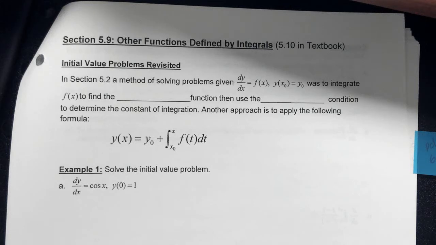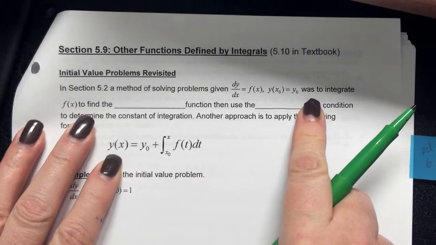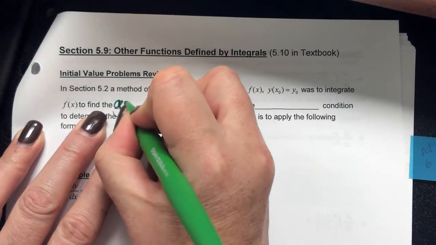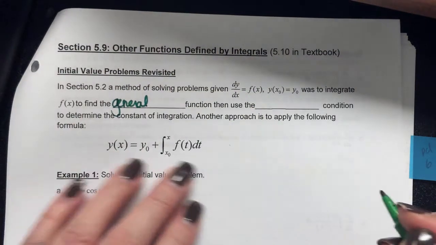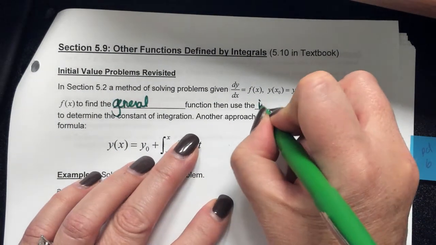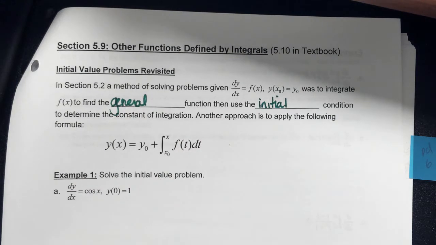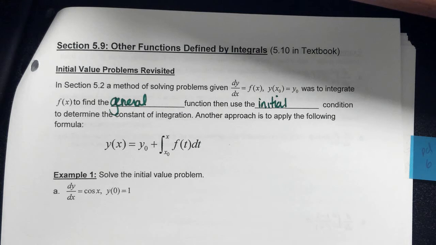Okay, so for example, what we were doing earlier in the chapter was we were integrating f of x to find the general function and use the initial condition to determine the constant of integration. So there's another way that you can use the initial condition to help you solve these particular problems.